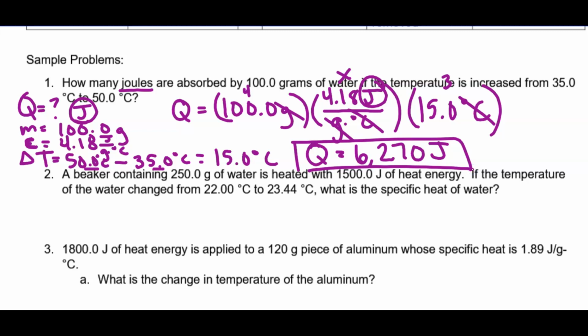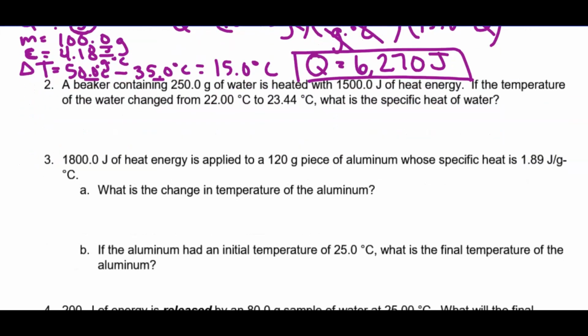Okay, let's try number 2. This time we're looking for the specific heat of water. A beaker contains 250 grams of water heated with 1,500 joules of energy. If the temperature of the water changed from 22 to 23.44, what is the specific heat of water? Usually the specific heat is a lookup value, but this time we're using lab data to solve for that. So we're going to lay this out.